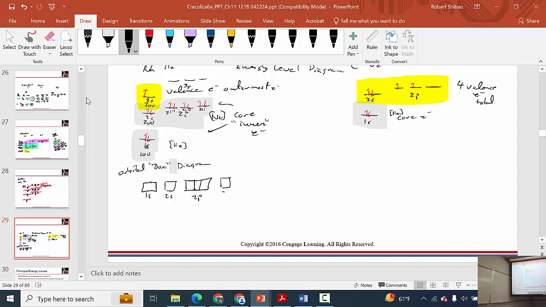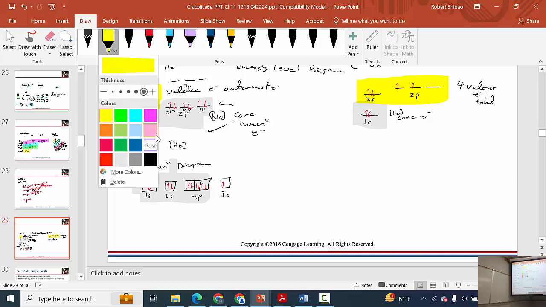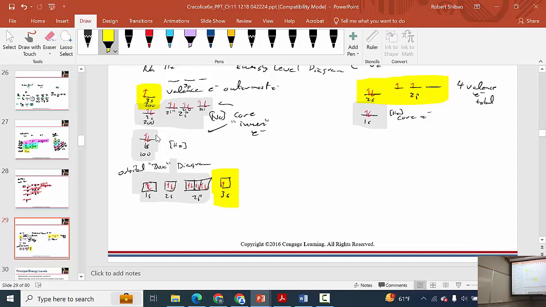And then 1 box for the 3s orbital here. And so we're just going to go up to 3s. And then what we do with the electrons is this. We'll fill these boxes with electrons. So 2 there, 2 here, 6 here, and then 1 here. And so the core electrons are here, and the valence electron is the outermost or the highest n. Outermost electrons equals the highest n.